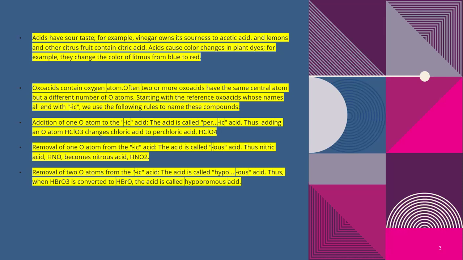With the removal of two oxygen atoms from the -ic acid, the acid is called hypo-...-ous acid. Thus HBrO3 is converted to HBrO. Removing two oxygen atoms from HBrO3 to get HBrO gives hypobromous acid. Initially, with three oxygen atoms, it was bromic acid. You remove two oxygen atoms, it becomes HBrO, which is called hypobromous acid.